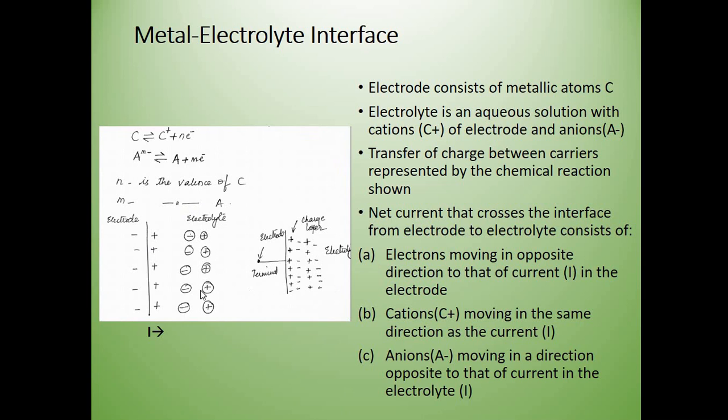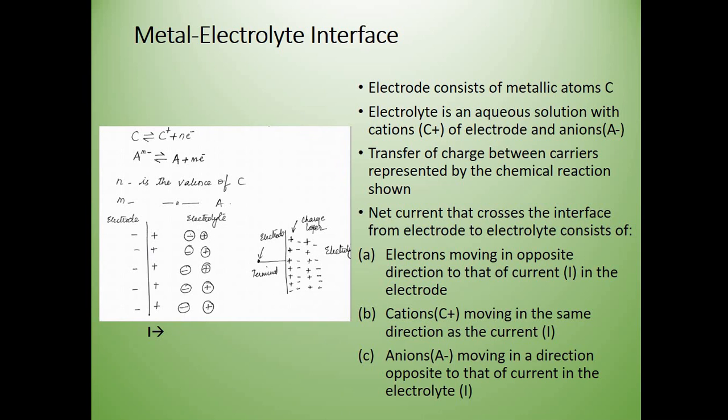So the net current that crosses the interface from the electrode to the electrolyte consists of three parts. So this is the total current. The first is due to the electrons moving in the direction opposite to that of the current in the electrode. The second is due to the cations moving in the same direction as the current, and the third is due to the anions, which are moving in the direction opposite to that of the current in the electrolyte.